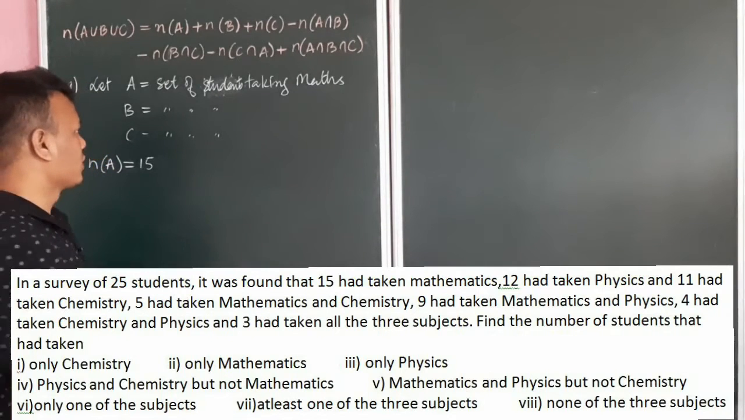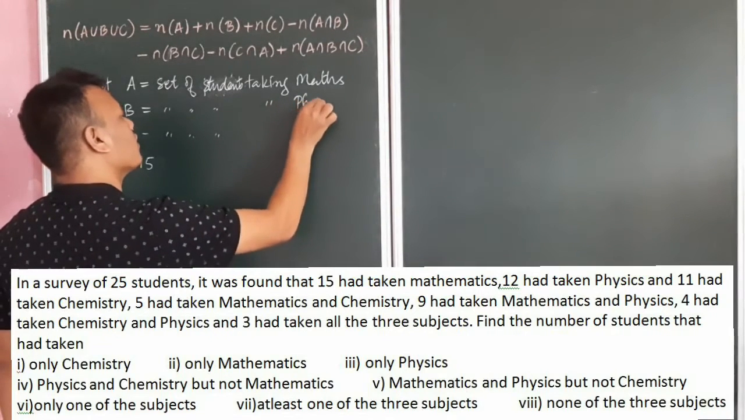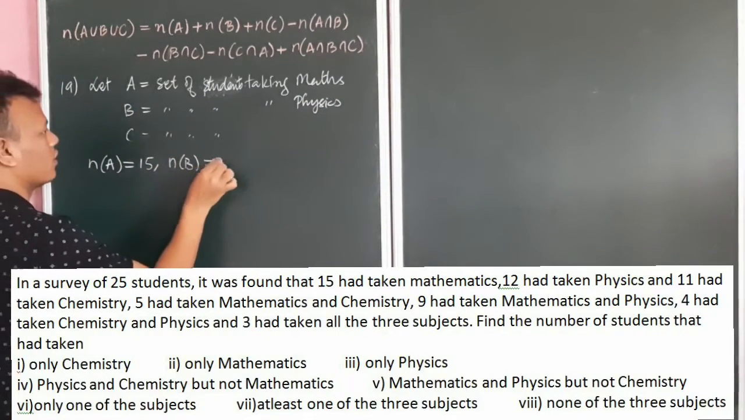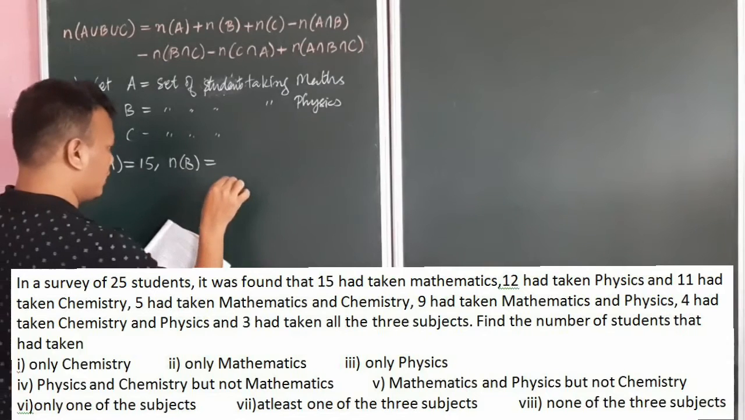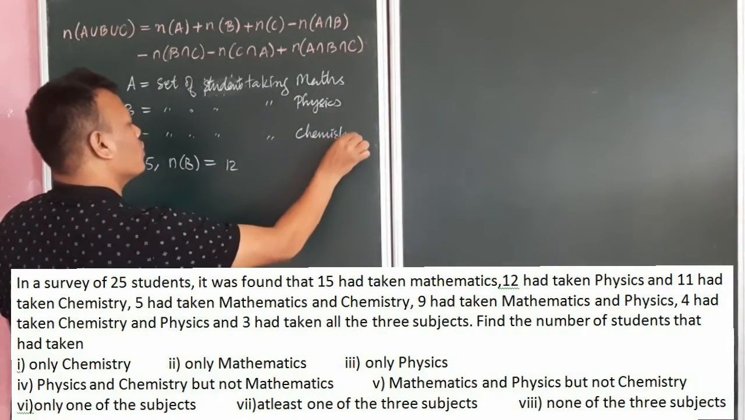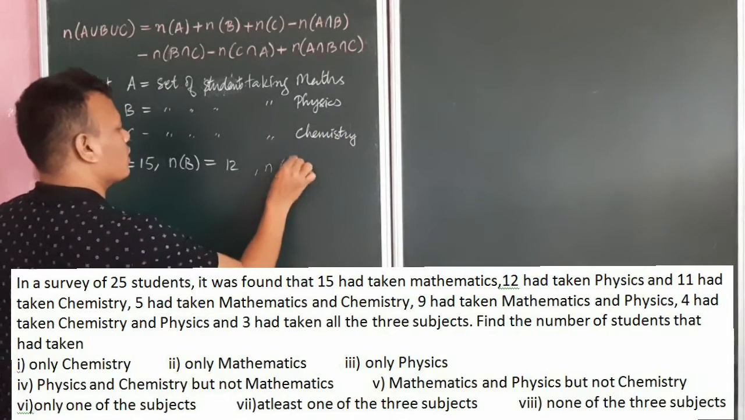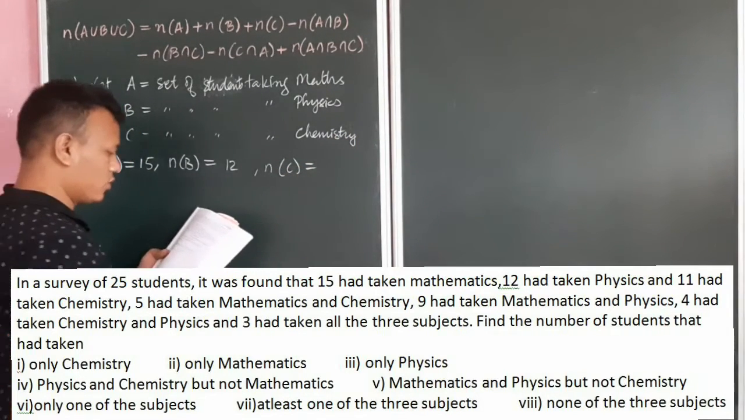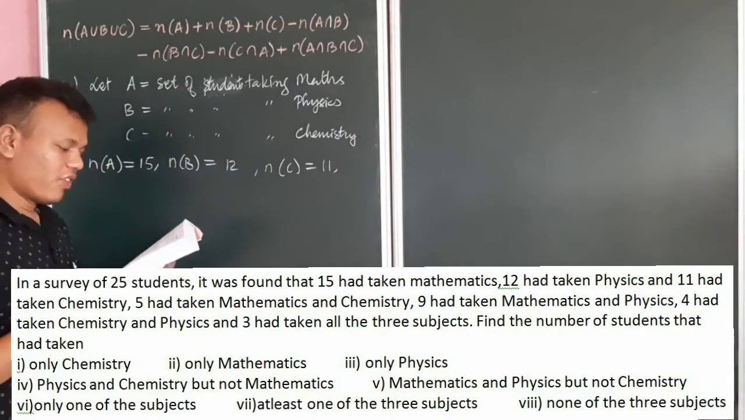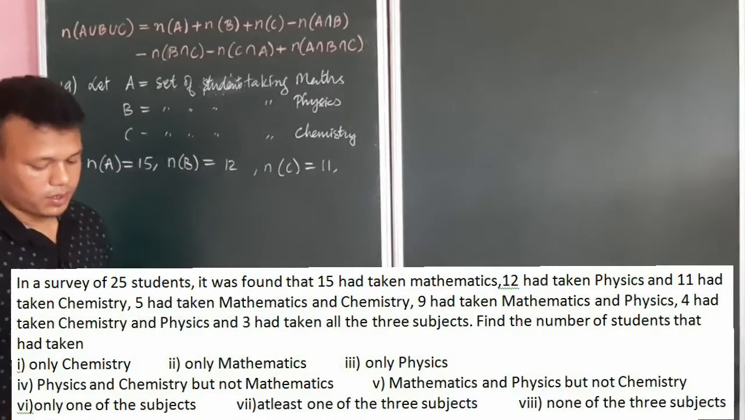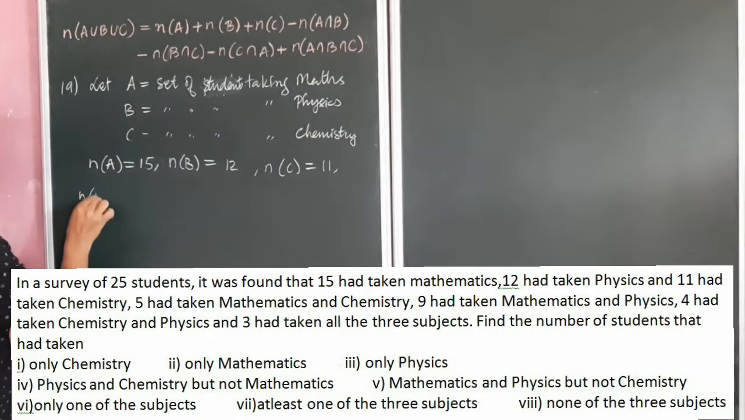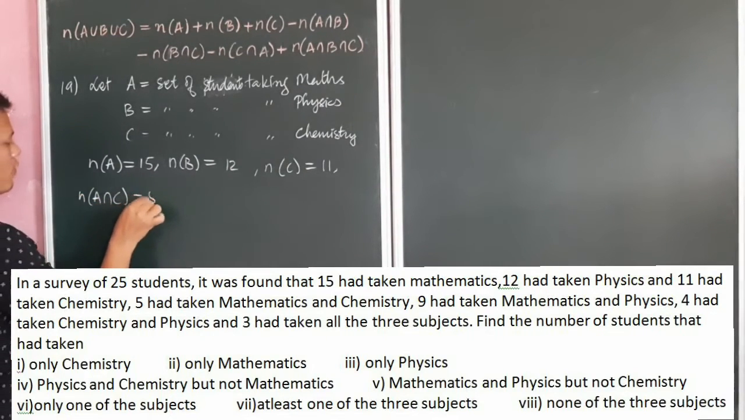12 have taken physics. So taking physics means N of B is given to be how much? It is given to be 12, and 11 have taken chemistry. Alright, so N of C, the number of people taking chemistry, is given to be 11. 5 had taken mathematics and chemistry. So there are 5 people who have taken mathematics and chemistry, meaning A intersection C is given to be 5.